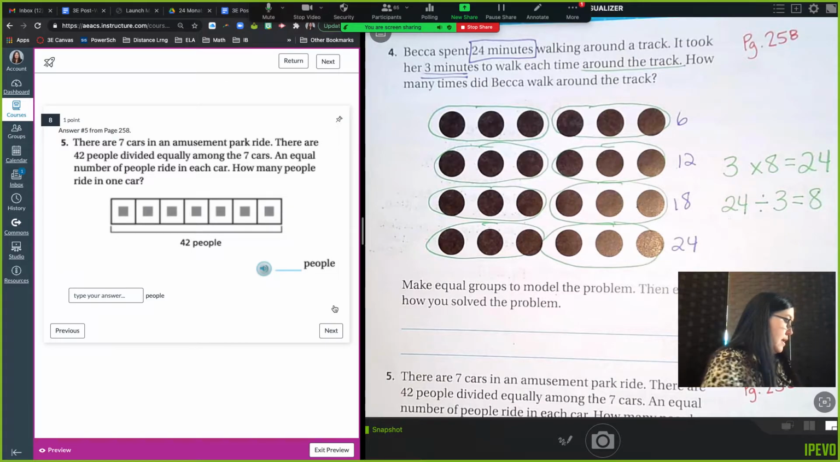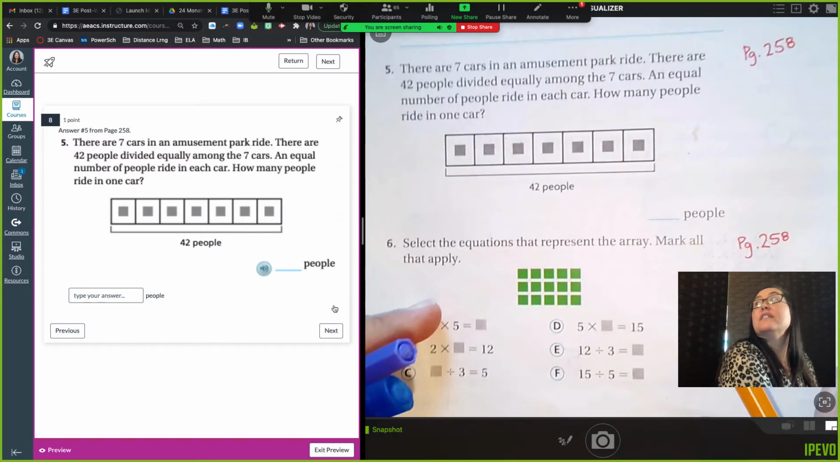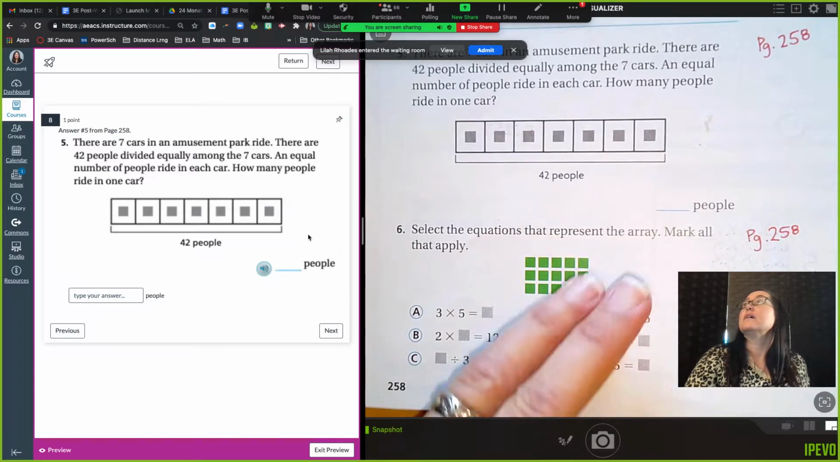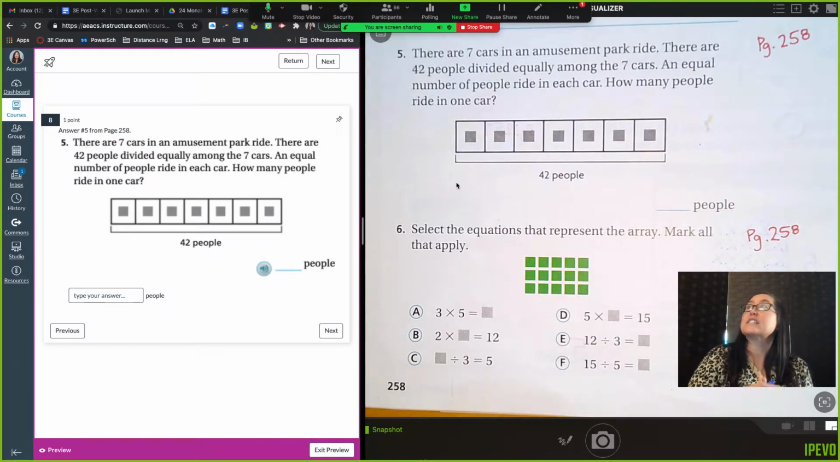All right, let's take a look at number 5 on page 258. So there are 7 cars in an amusement park ride. Okay, I'm imagining a roller coaster. There's 7 train cars. There are 42 people divided equally among the 7 cars. And I see 1 car, 2 cars, 3 cars, 4 cars, 5 cars, 6 cars. There's the 7 cars. An equal number of people ride in each car. How many people ride in 1 car?